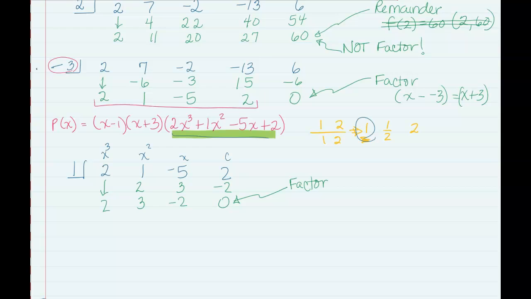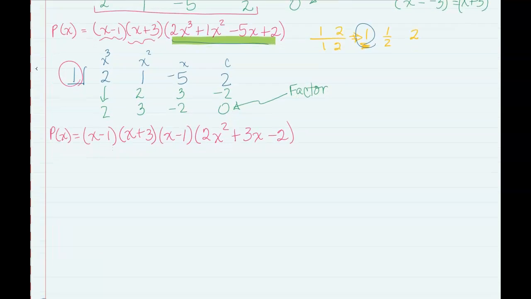What does that mean? So let's go ahead and get our polynomial, our p of x. And remember, we have our x minus 1 from the first try. We have our x plus 3 from the second try. And then our cubic is going to be x minus 1 because of that 1 right there. And then I would have 2x squared plus 3x minus 2. And that's a quadratic. So I know I can have p of x, and I'm going to rearrange some of these to be x minus 1 squared because I have 2 of them. I'm going to still have x plus 3.